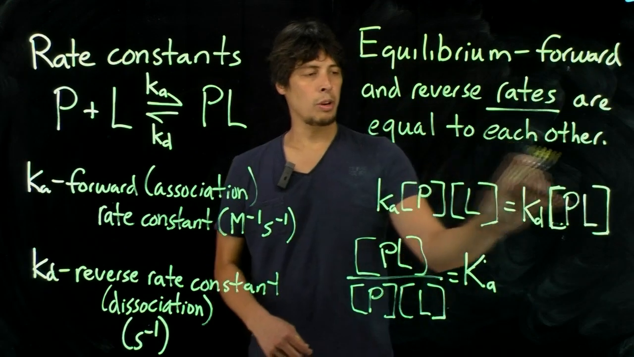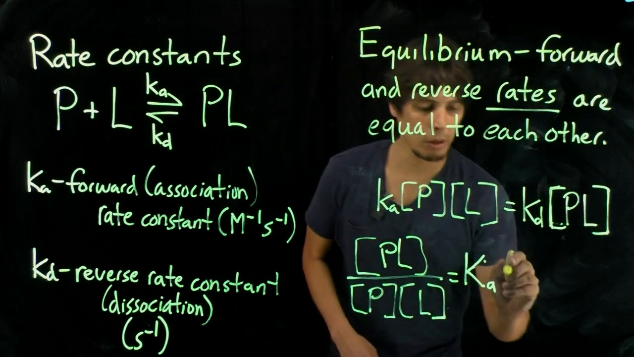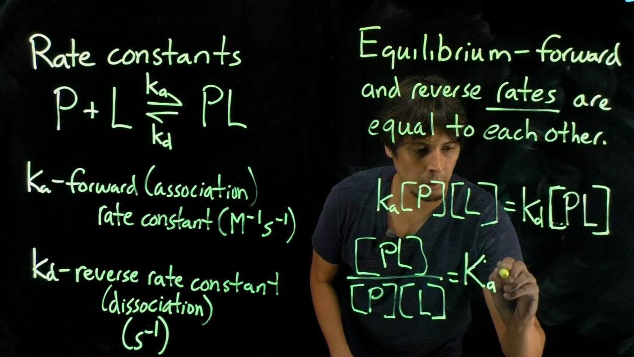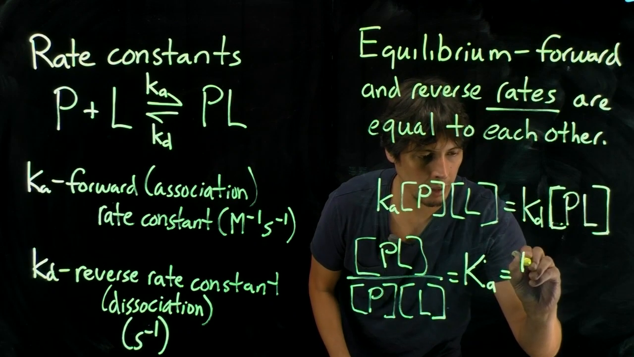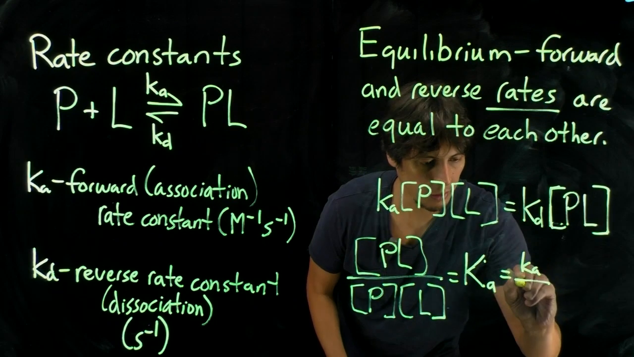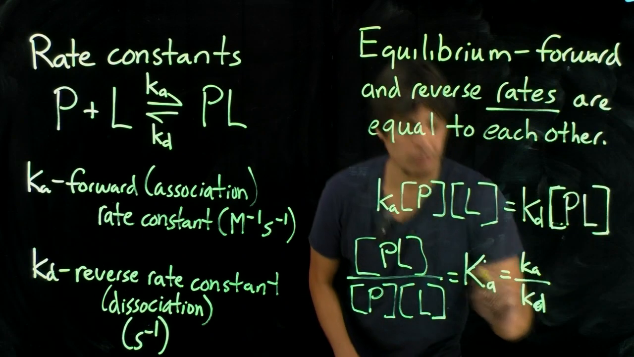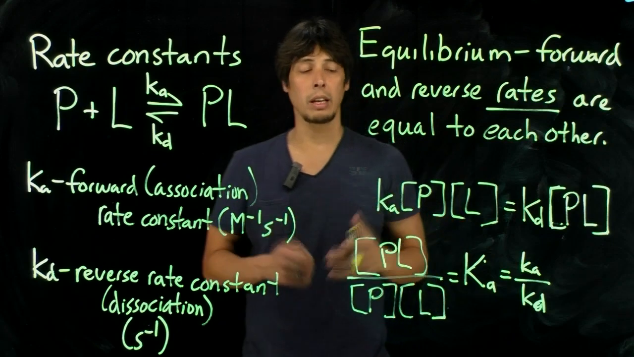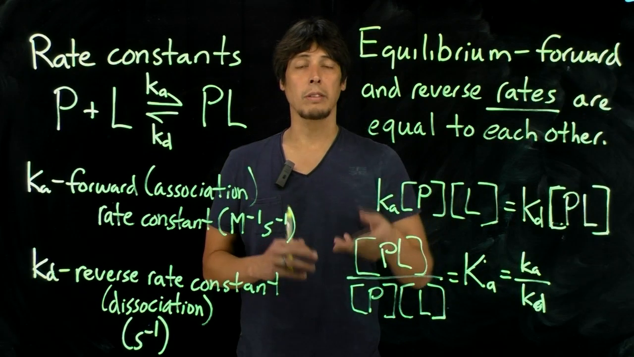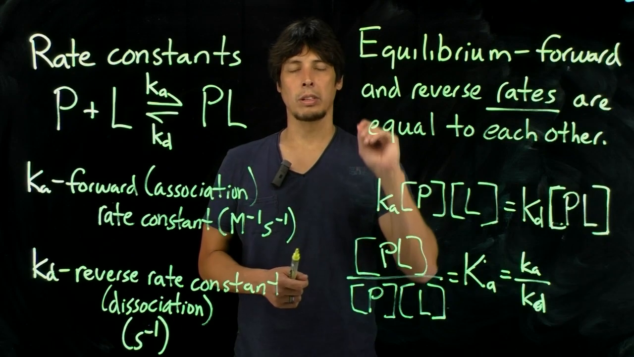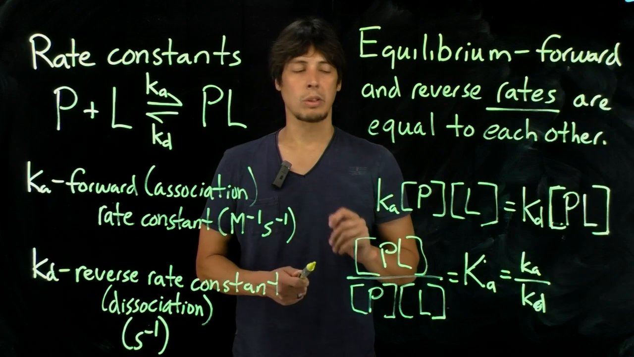And so if we rearrange that, where we divide by PL, and then we also divide both sides by kd, what we find is Ka is equal to little ka over little kd. And so that means that the dissociation constant, so big Kd, the inverse of the association equilibrium constant, is going to equal the dissociation rate constant divided by the association rate constant.